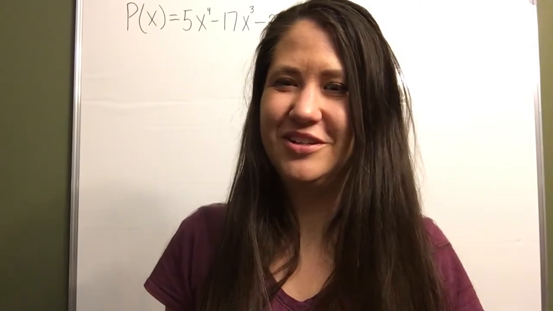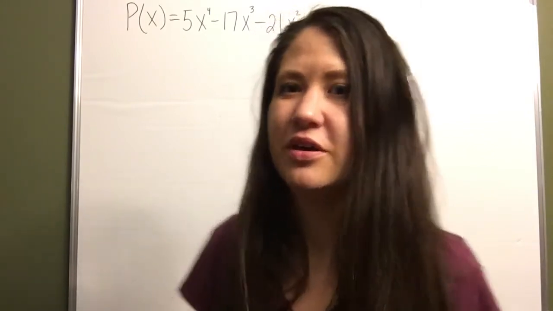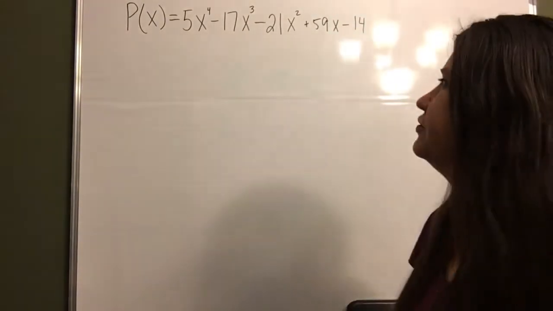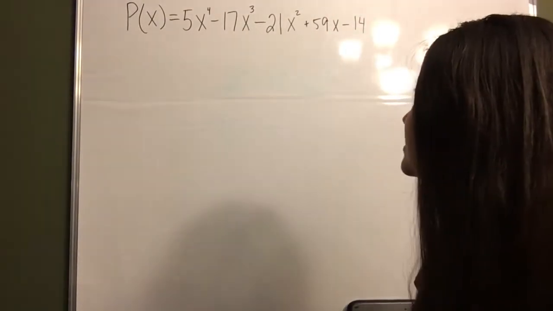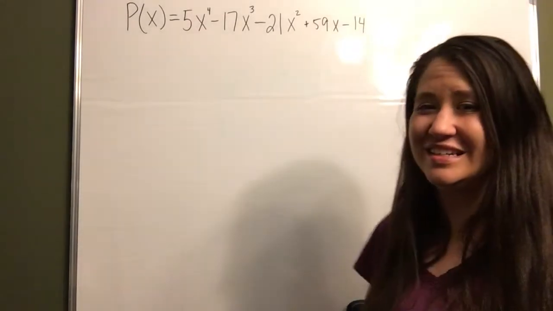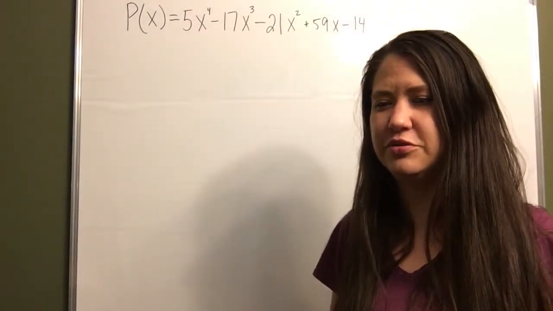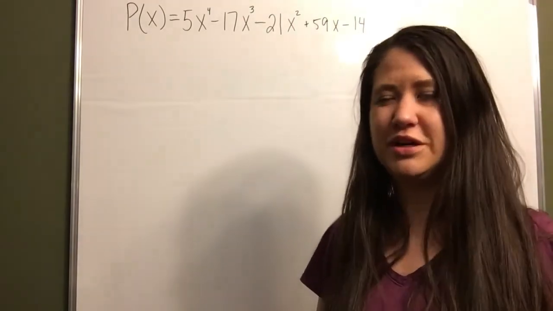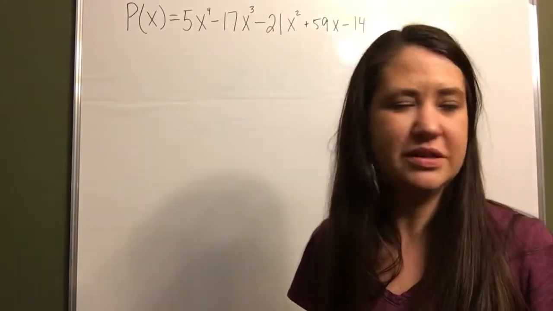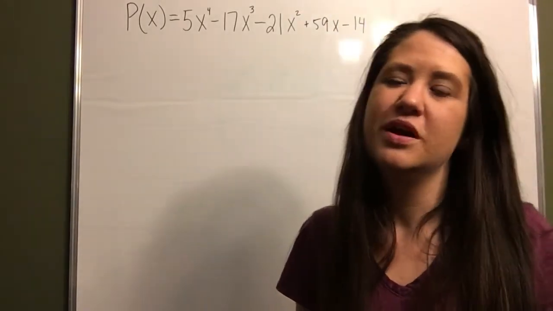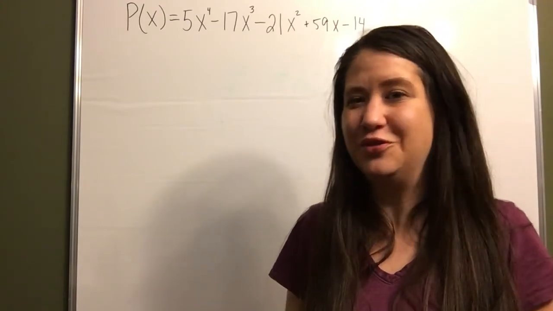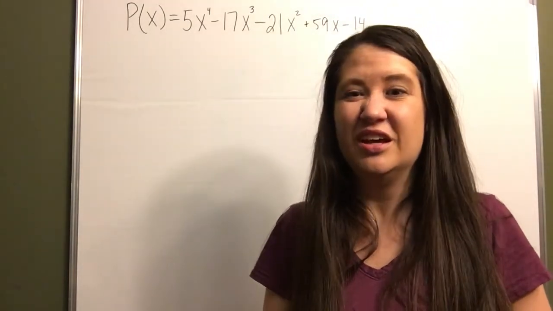Today we're going to finish section 3.3. We left off with the polynomial 5x to the fourth minus 17x cubed minus 21x squared plus 59x minus 14. And we'd already found Cauchy's bound and used the rational zeros theorem to list all the possible rational zeros. But I'll start from scratch, because it's been quite a while since we've had class, and I'm guessing that many of you haven't looked this over, right?